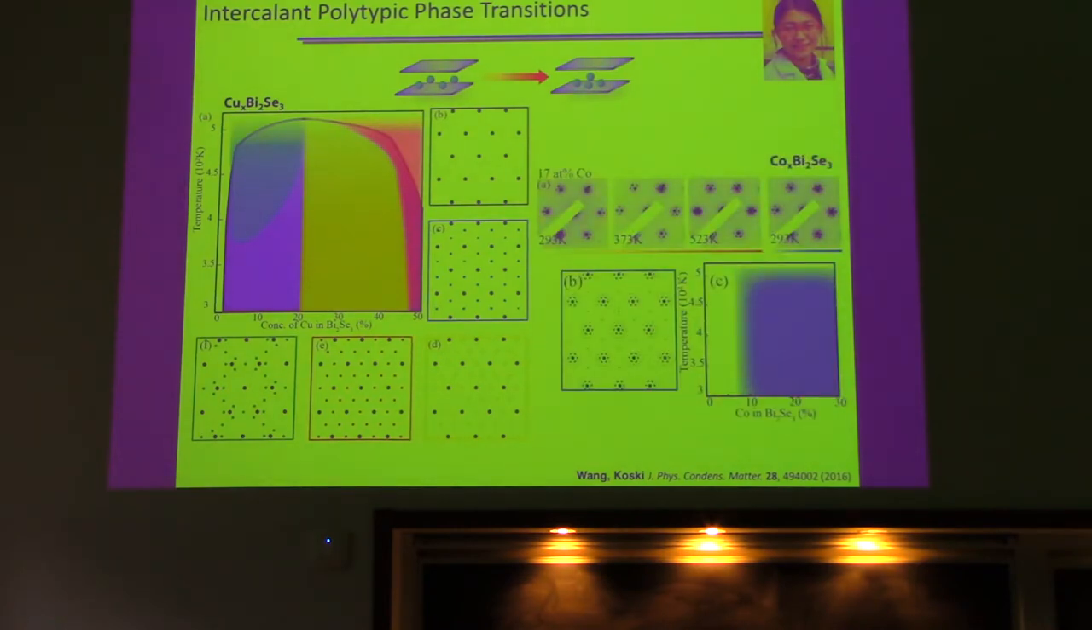Here's cobalt. So she also did the same with cobalt. And you can see it's not so interesting. So this is the phase diagram. It has just one phase.